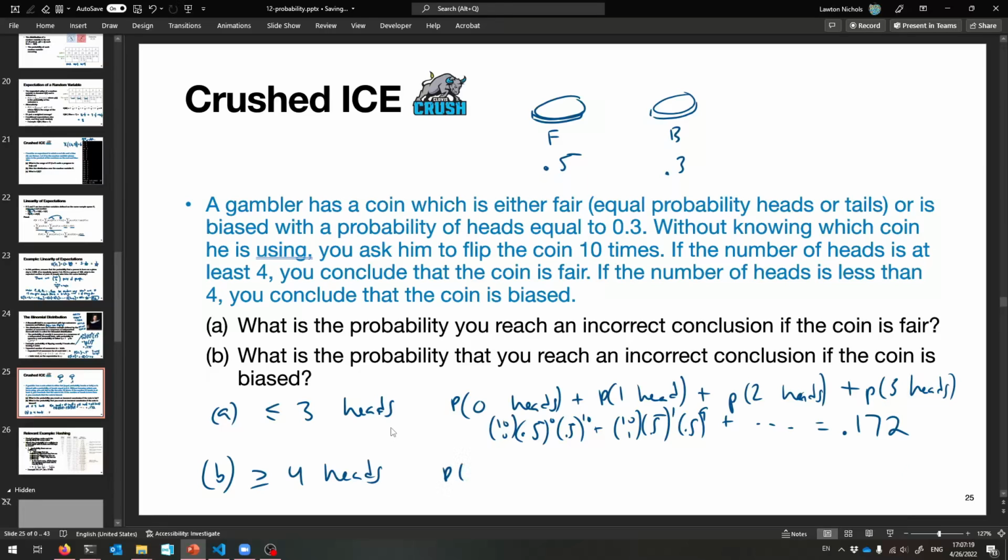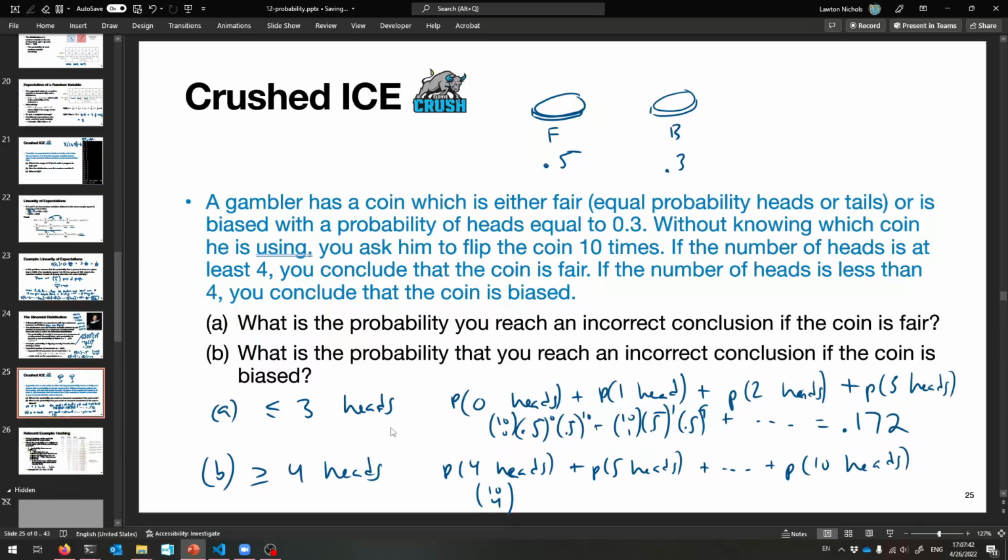So that's the probability of 4 heads with the biased coin using that formula, plus the probability of you seeing 5 heads with the biased coin, all the way to the probability of you seeing 10 heads with the biased coin, because there's 10 total, right? If you break it down again, it's 10 choose 4 times the probability of seeing heads 4 times, that's 0.3 with the biased coin, to the 4th power. And then there's 6 other tails, which had a 0.7 chance with the biased coin of occurring.